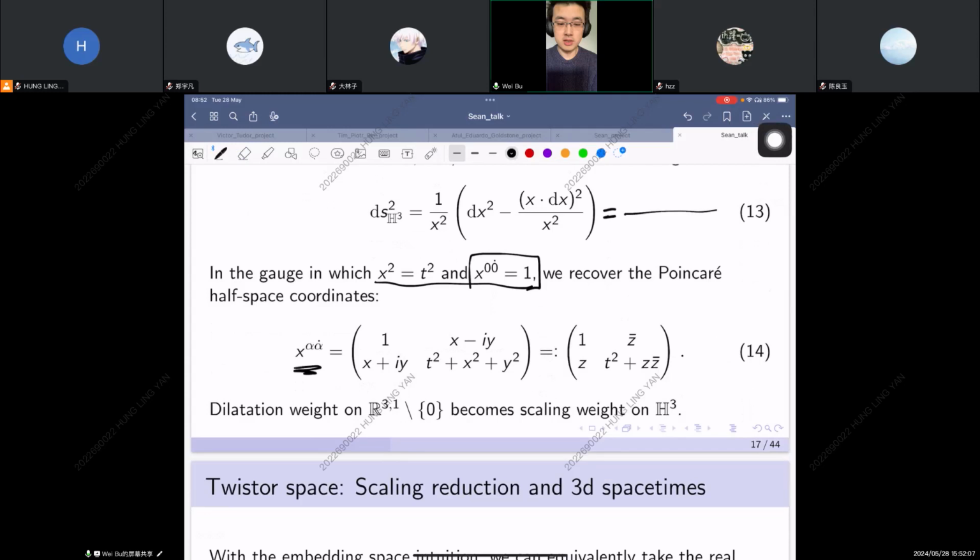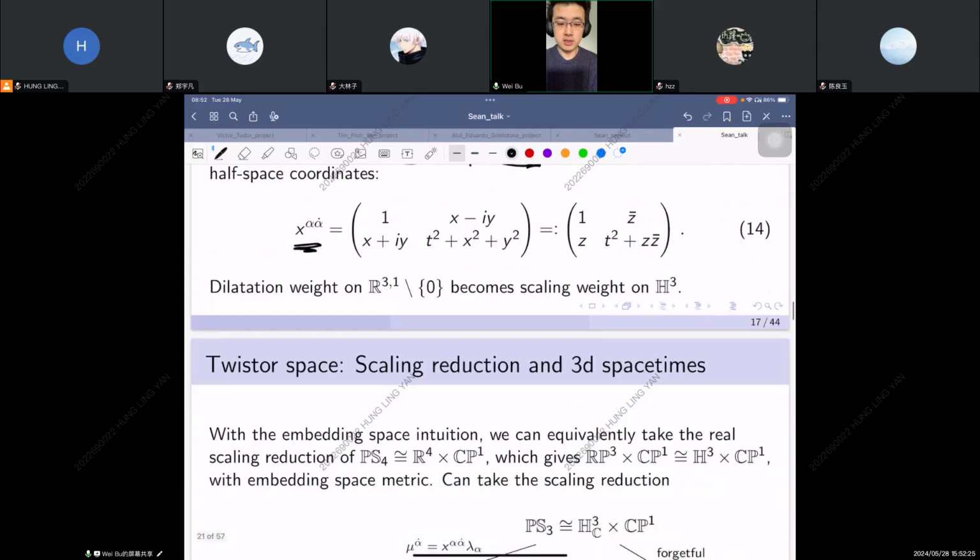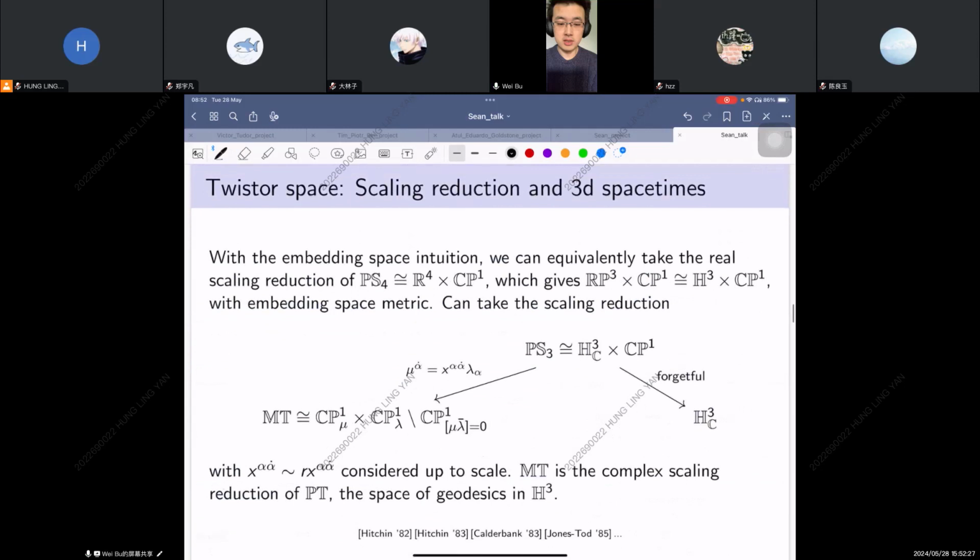So there's something like z squared, dz squared plus dz bar plus dt squared. Sorry, this is a t. So that's your AdS3 bulk direction, and that's your boundary S2. Cool.